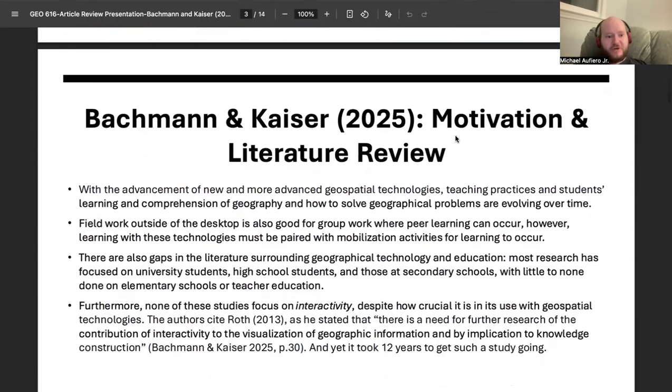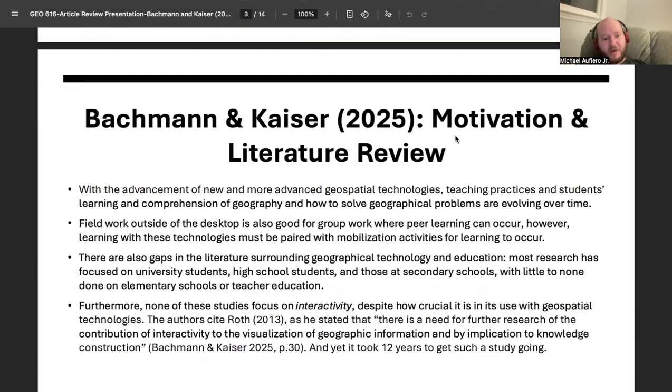And then with the literature review, just really quick, with the development of new, more advanced geospatial activities, teachers' practices, and students' learning and comprehension of geography, and how they solve geographical problems, are evolving over time. That's a basic idea with the advent of the digital world. Field work outside of the desktop is also good for group work and peer learning.